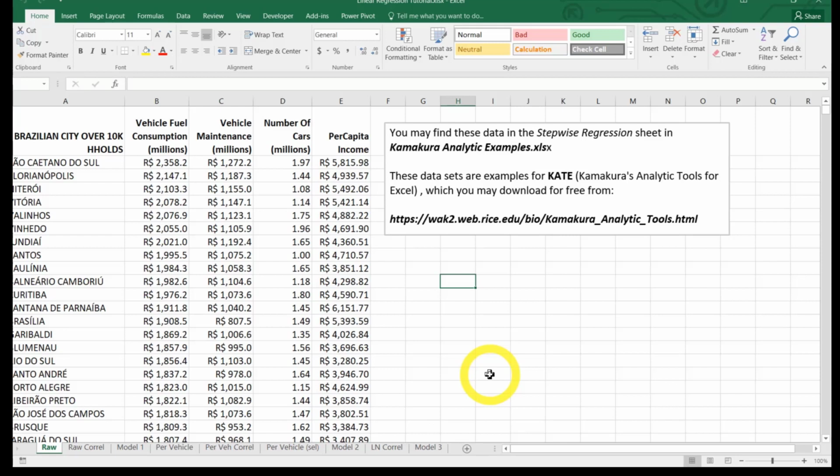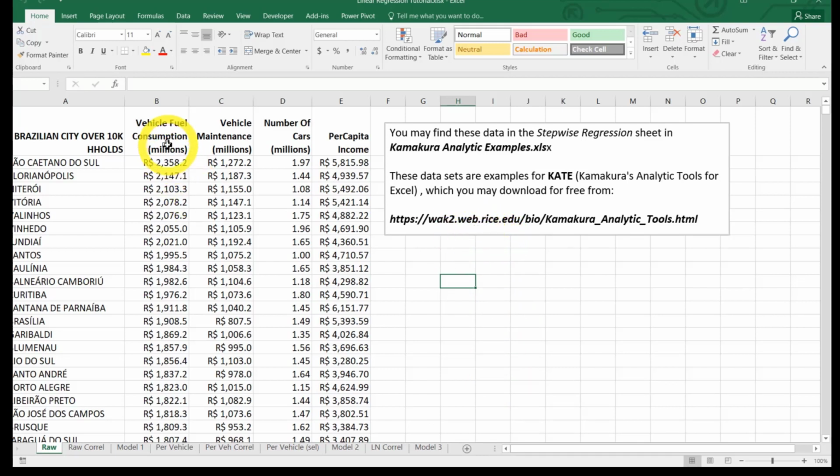If you wanted to run the same example on your own, you can download the data from my website. I show you the URL at the bottom of the box there, but the easiest way to find it is to search on Kamakura Analytic Tools for Excel, and you're going to find the link from where you can download this data. This particular sheet is one of the sheets in this Excel file called Kamakura Analytic Examples. So let me show you how I'm going to build a linear regression.